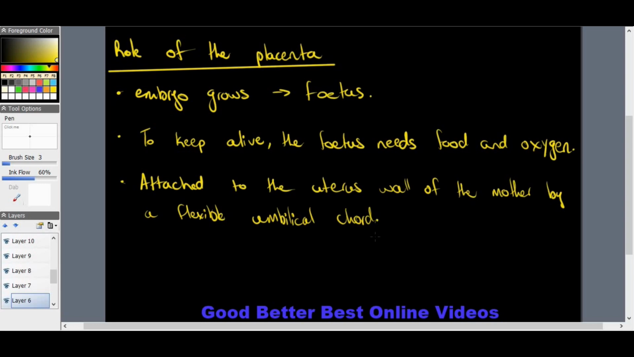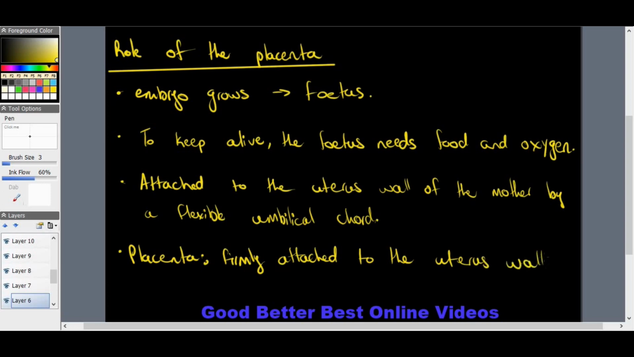All right, and now the umbilical cord runs to a place that is called the placenta. Okay, now the placenta is firmly attached to the uterus wall, very firmly attached to the wall of the uterus. Now this anchors the developing baby in the mother's tissues.